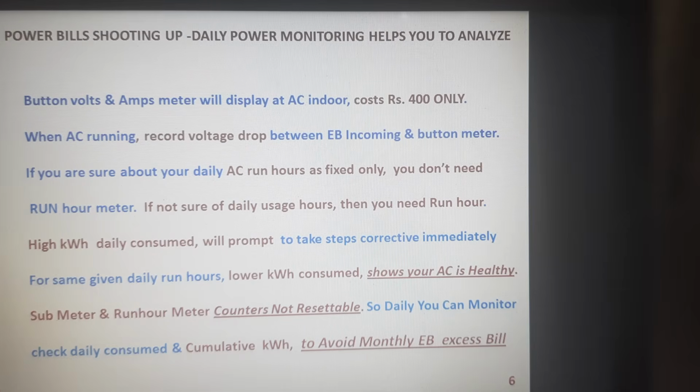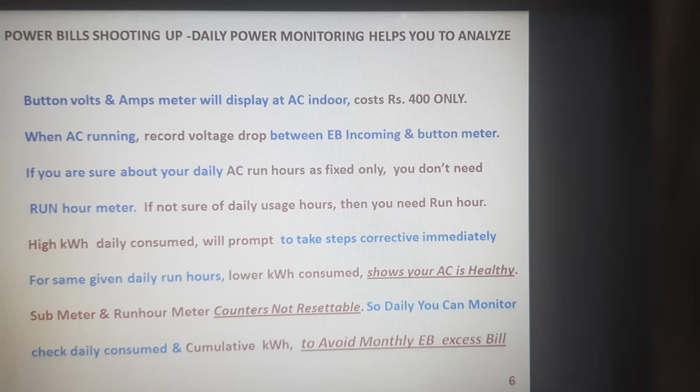When the AC is running, you also record the voltage drop from the incoming EB side at the trivector meter and at the button meter. This is to know that there is no drop of voltage in the AC line circuit as such. If your AC daily run hours is fixed, you don't need a run hour meter. If the daily usage run hours is not fixed, it is variable, then you may need a run hour meter.